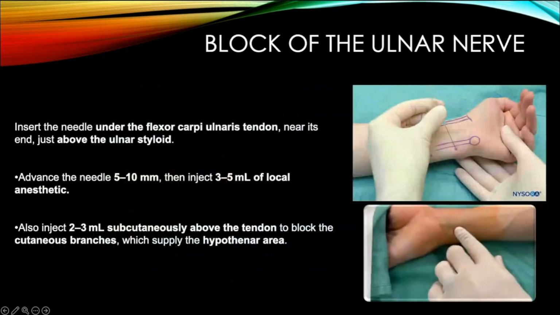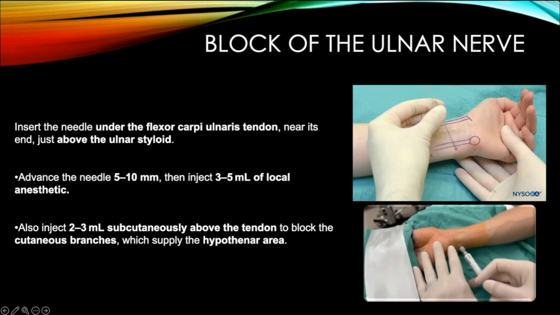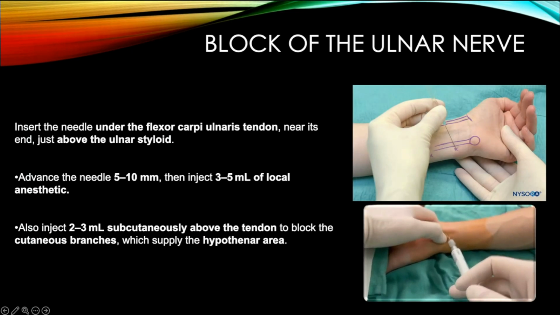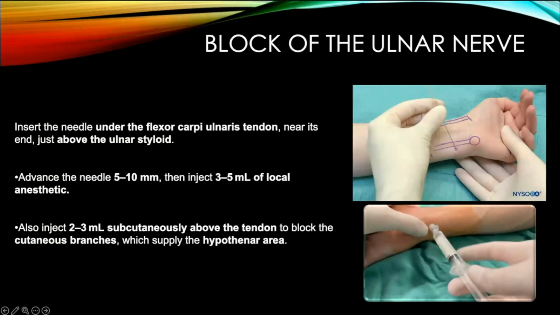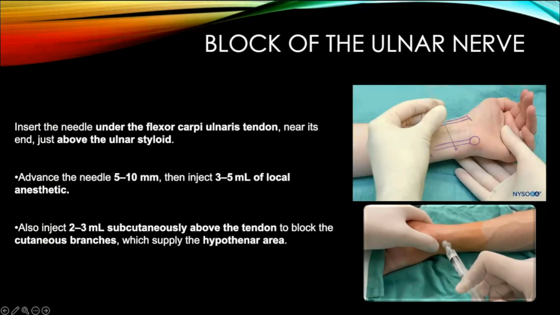So next we go into the block of the ulnar nerve. For blocking the ulnar nerve, we insert the needle under the flexor carpi ulnaris tendon near its end, and just above the ulnar styloid. We advance the needle around 5 to 10 mm and inject 3 to 5 mL of local anesthetic. We also inject 2 to 3 mL subcutaneously just above the tendon to block the cutaneous branch of the ulnar nerve, which supplies the hypothenar area.